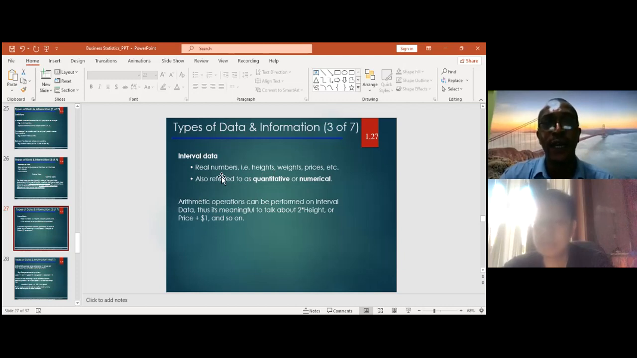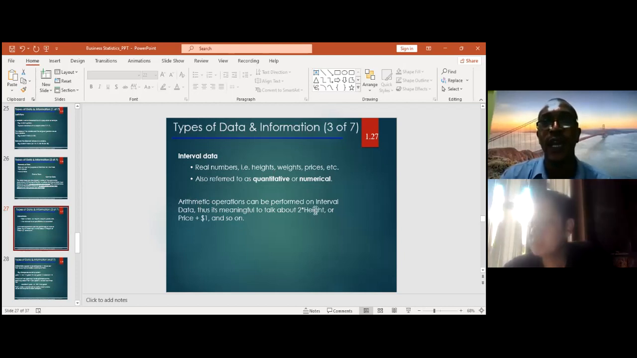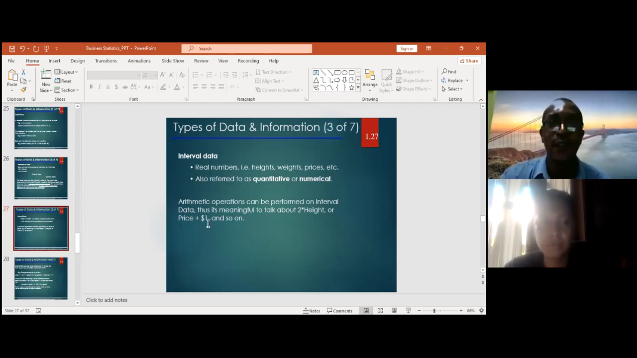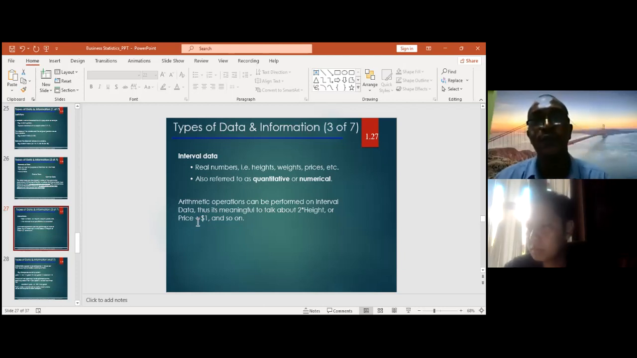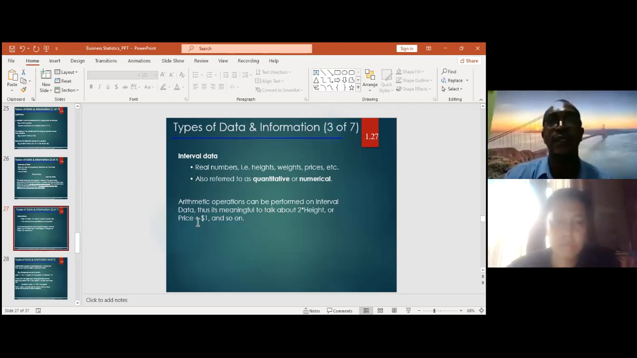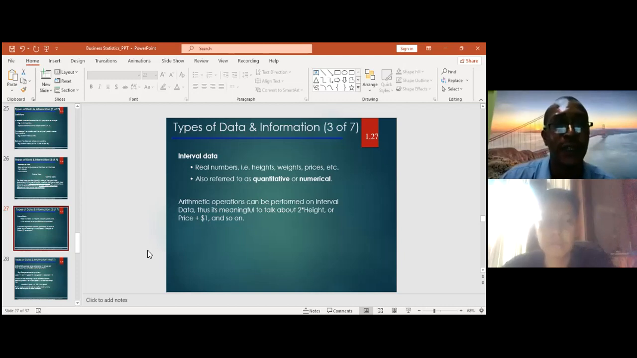This type of data, you can perform arithmetic operations on interval data. Thus, it is meaningful to talk about 2 times height. You can see 2 times height, you can easily find the value. Price plus $1, you can easily find the value. So you can do multiplication, addition, subtraction, division, square root, cube root. All kinds of mathematical calculations can be done with interval data.